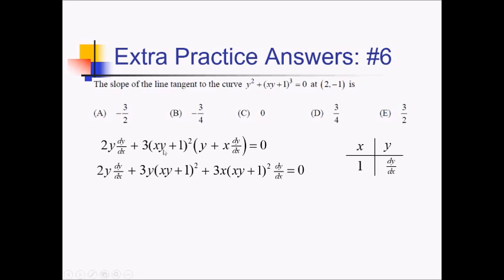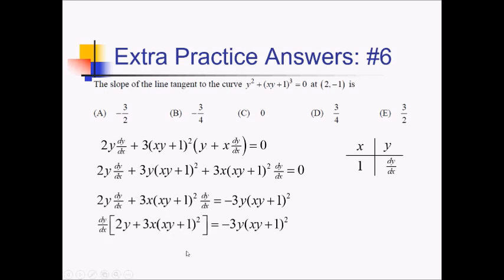Moving things around now, the 2y dy over dx can stay on the left, as can this term with the dy over dx over here. This term with the 3y (xy plus 1) squared, we're going to have to subtract that over to the other side. Now that I've done this, I can factor out a dy over dx on the left, leaving me with 2y plus 3x (xy plus 1) squared inside, so all of that. And let me just divide by that stuff now, put it under what's already on the right side. So splat, it's all there.